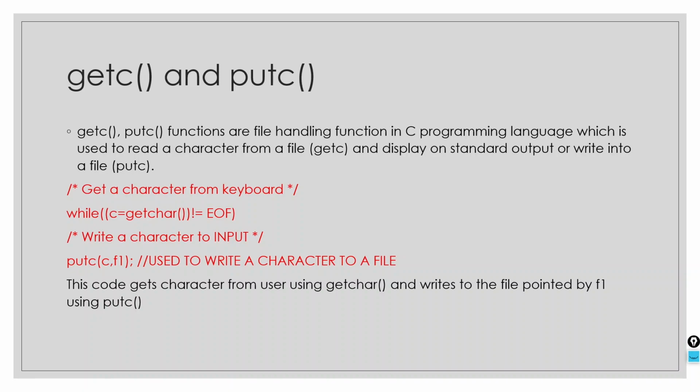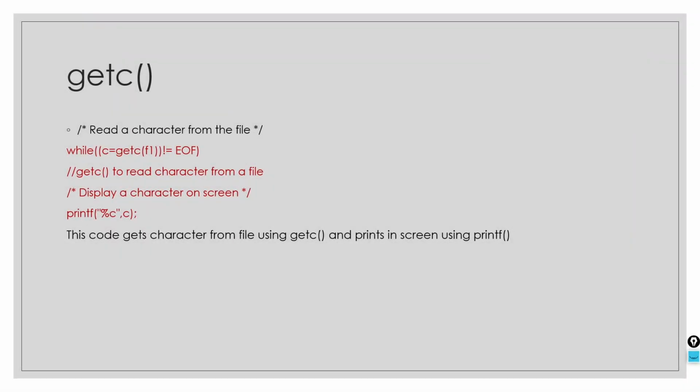Similarly, getC is used to read a character from a file. So while C equals getC(F1) not equal to EOF. When we try to write a character to a file, we need to fetch it from the user. For that we use getChar, and while getChar is not equal to end of file, we use putC to save it in a file.